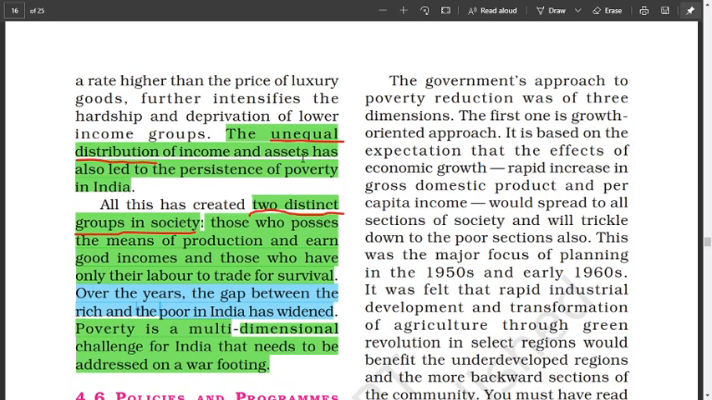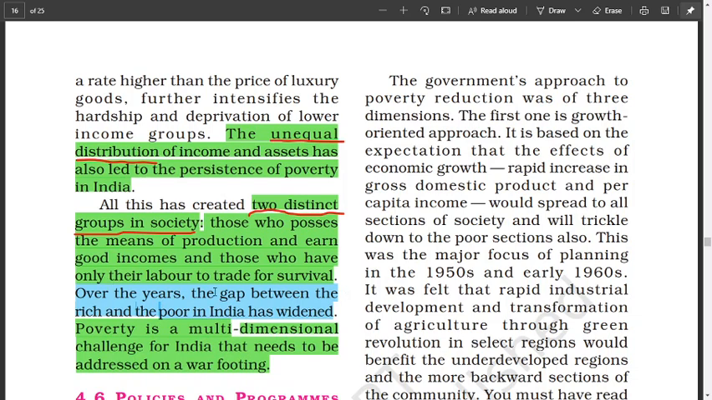And that inequality keeps on increasing. Here we say there are two distinct groups in society: those who possess the means of production, who can own production and some activity, and they earn good incomes; and those who have only their labor, and we know labor is intermittent, sometimes they get it, sometimes they don't. They trade it for survival. That's why they are poor.